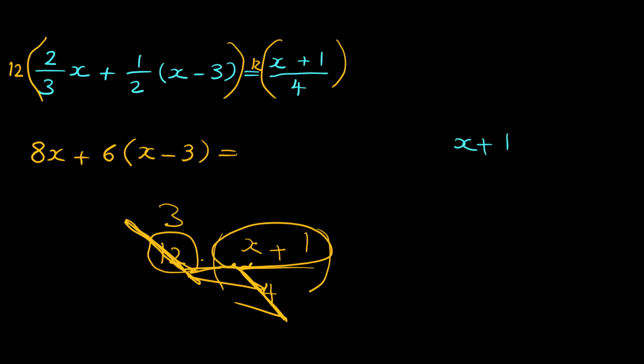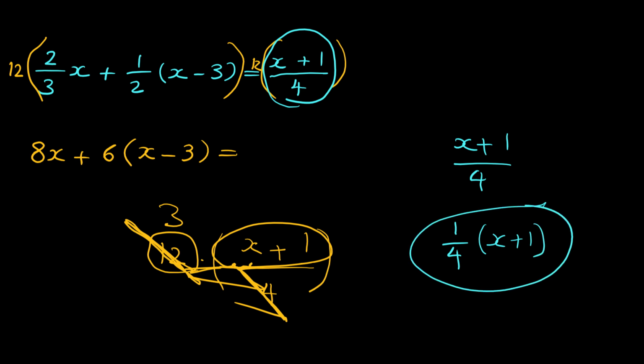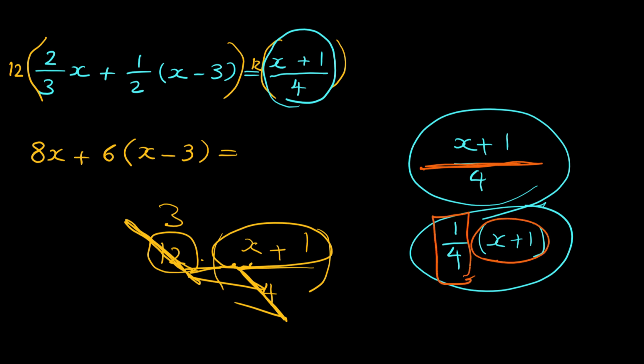(x plus 1) over 4, which we have here, is basically like 1/4 of (x plus 1). These two expressions are the same. Whenever in math you are saying divide by 4, it's the same as 1/4 of that thing. 1/2 x is the same as x over 2. So whenever you have this expression, basically it's the same as this expression. 1/2 of x is the same as x divided by 2.